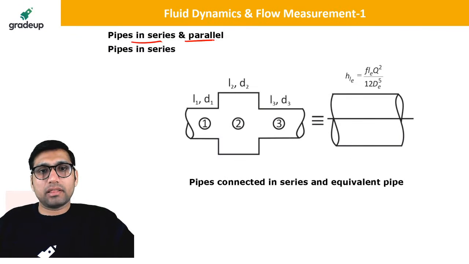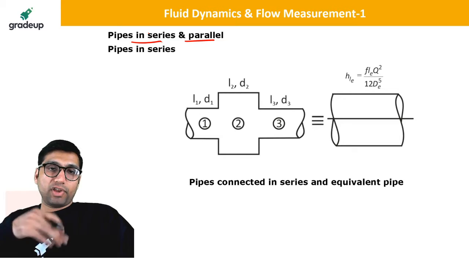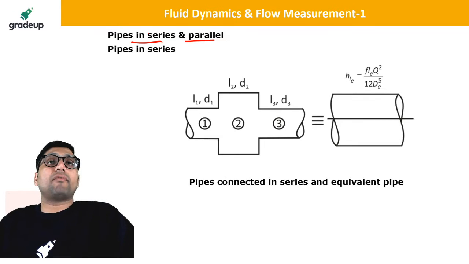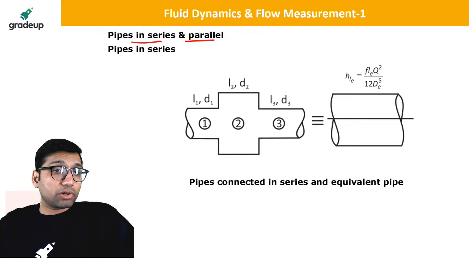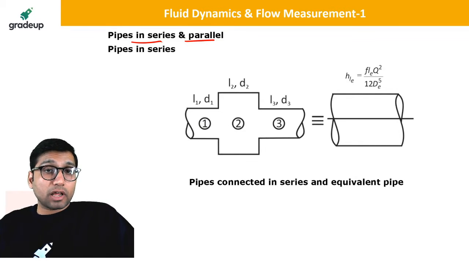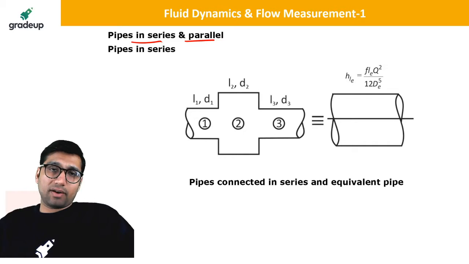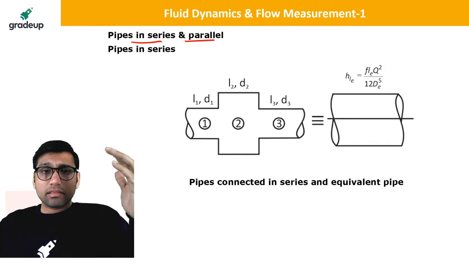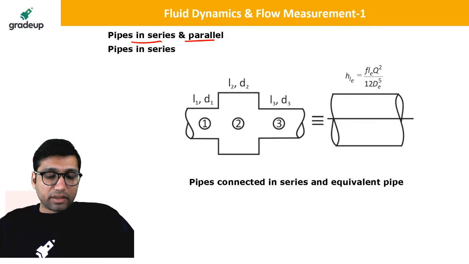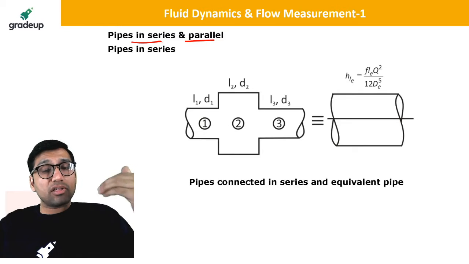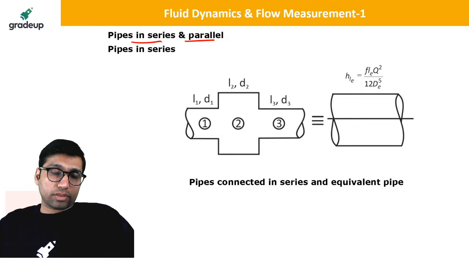Next is pipe in series and parallel connection. Why do we do series and parallel connection? If we have to transport some fluid, whether water, oil, or anything else, we have to connect the pipes either in series connection or parallel connection. Series connection is always done in order to increase the head loss.